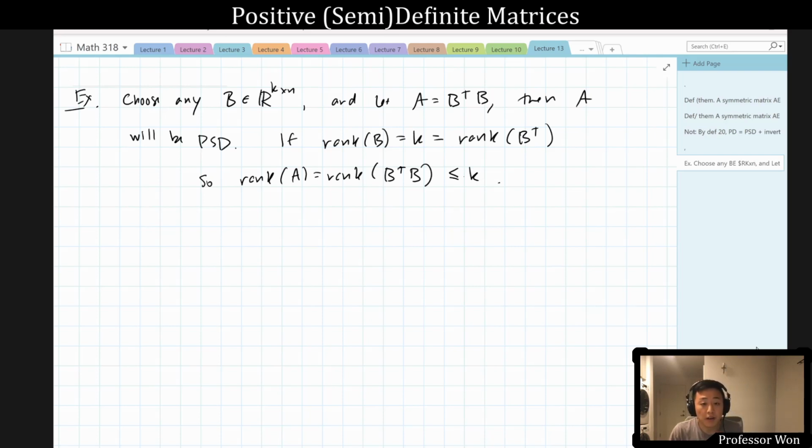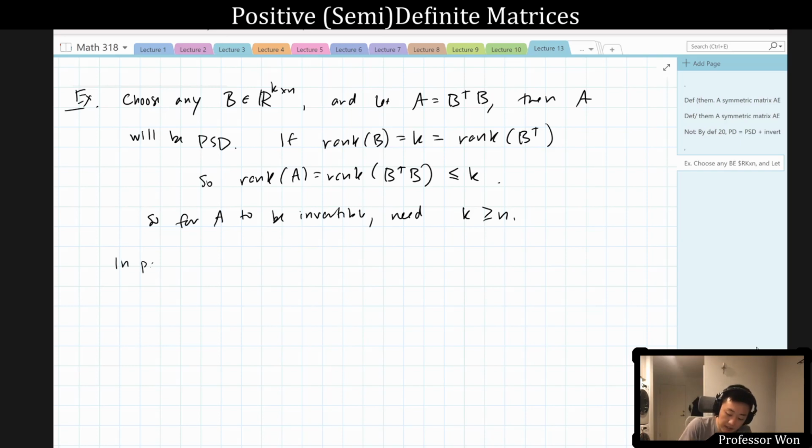So if you want A to be invertible, you're going to need to take K to be at least N. So for A to be invertible, we need K to be at least N. In particular, if you want a rank 1 positive semi-definite matrix, which will be an important subclass of positive semi-definite matrices, then you could just take your B to be a 1 by n matrix. In other words, a row vector, and B transpose will then be a column vector, right?